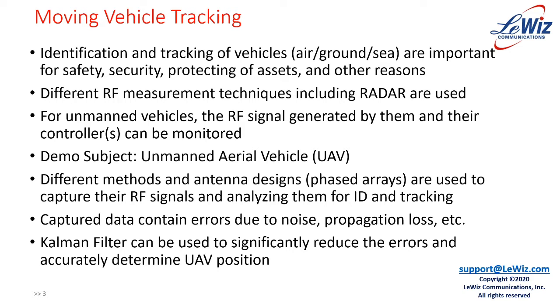Different capturing methods and antenna designs, including phased arrays, have been used to capture the UAV RF signals and analyze them for ID and tracking purposes. The captured data, however, contains a lot of errors due to noise, propagation loss, and so forth. And the Kalman filter can be used to significantly reduce the errors and accurately determine the UAV's position over time.